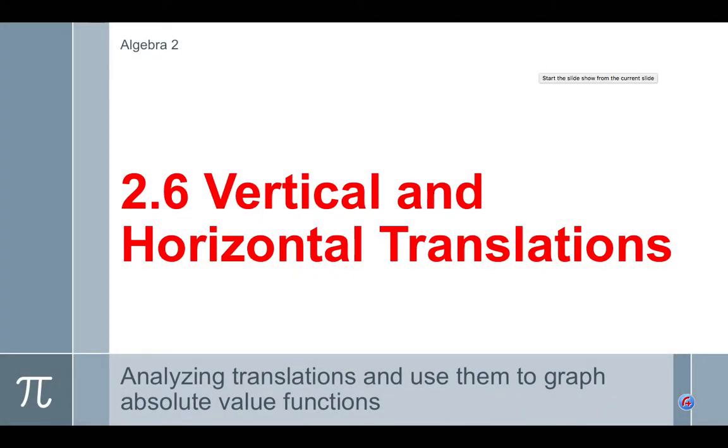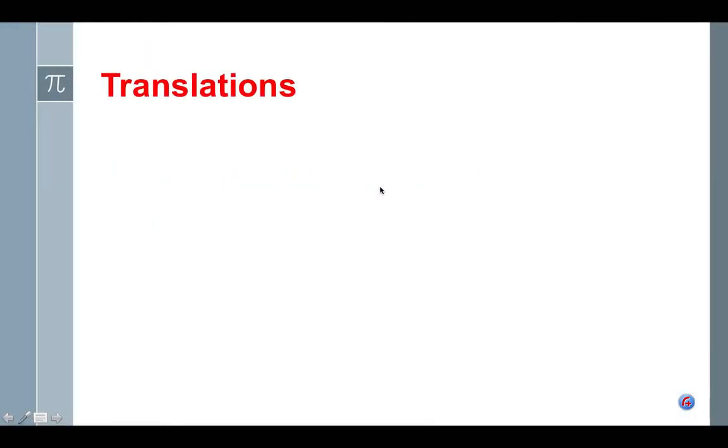All right, welcome, ladies and gentlemen, to 2.6, looking at vertical and horizontal translations, mostly in the graphs of the absolute value functions. So let's go ahead and get started.